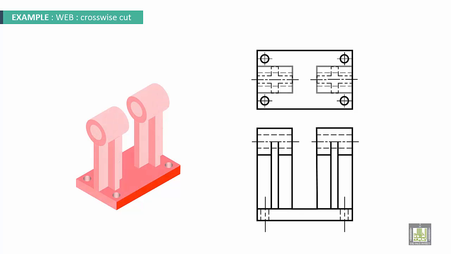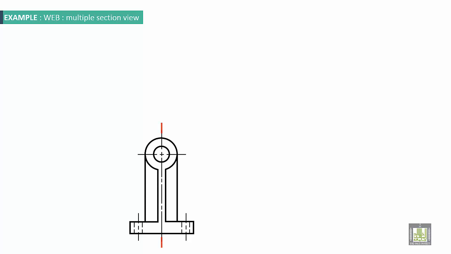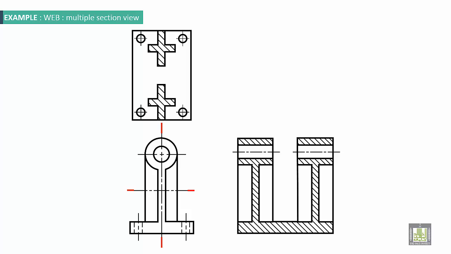One example for web with crosswise cut. This is cross section for the web. Call it crosswise cut. How to draw section? This is a section for the crosswise cut of the web. Multi-section view for the web. This is a flatwise section, this is a crosswise section.